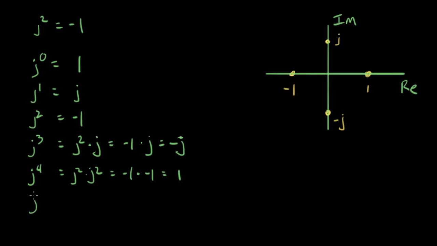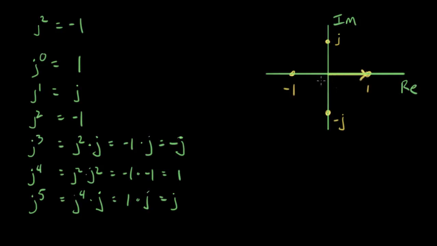Let's do one more. j to the 5th, what does that equal to? That equals j to the 4th times j. And j to the 4th is right here. It's 1 times j, equals j. Let's go plot that one. Well, we've already plotted it. It's already right here. Okay, so you can see there's a pattern here. 1, j, minus 1, minus j. Then 1, j, minus 1, minus j. It keeps repeating.